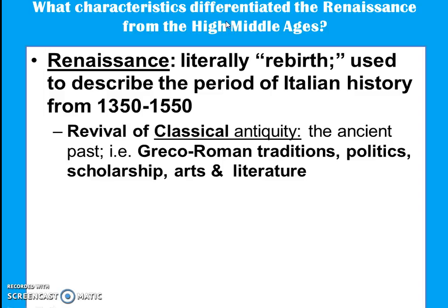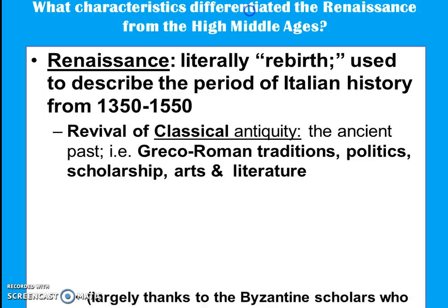Remember, we said the classics or the classical time period is the ancient past. So Greco-Roman traditions, politics, scholarships, arts, and literature, they basically wanted to bring back Rome. It is basically 200 years of Throwback Thursday to the Roman Empire, is what they thought they were doing. Now, our question for this unit is going to be to really study this and wonder whether or not this is true. Were they really trying to bring that back, or was that just a claim when in reality they were kind of using their influences of many different cultures to create a brand new culture?